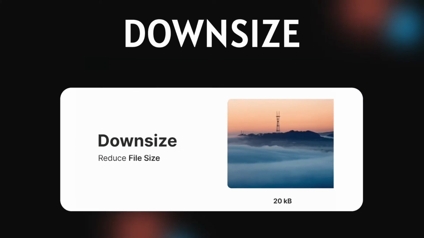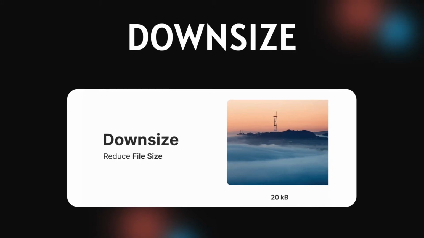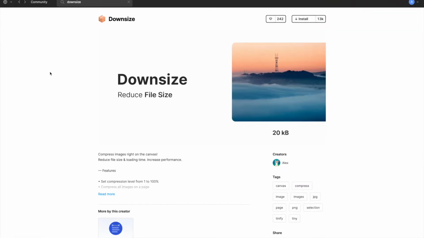First plugin we are going to see is Downsize. Downsize is created by uiux. It can reduce the image size, which will help Figma load faster. Compress images right on the canvas, reduce file size and loading time. Increase performance. As it is written here, set compression level from 1 to 100%.